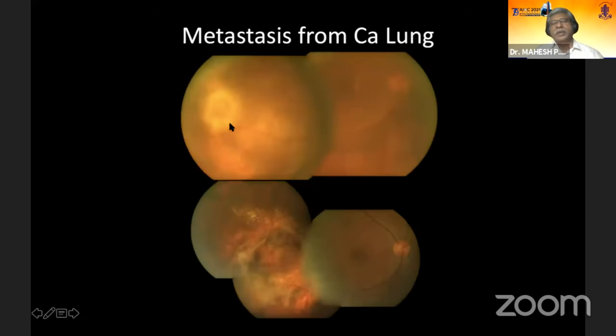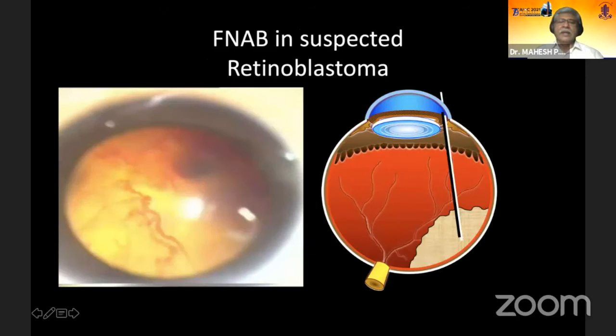So this patient turned out to be a carcinoma lung. The cytology of the tissue which we removed from the mass confirmed the carcinoma lung, and subsequently the patient underwent chemotherapy, and you can see the mass lesion going away.